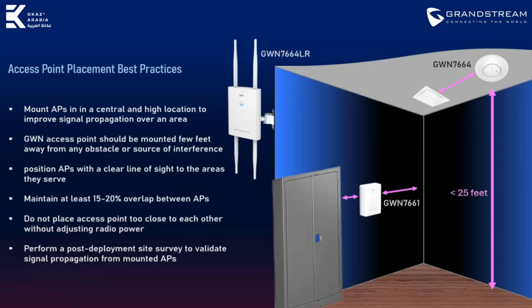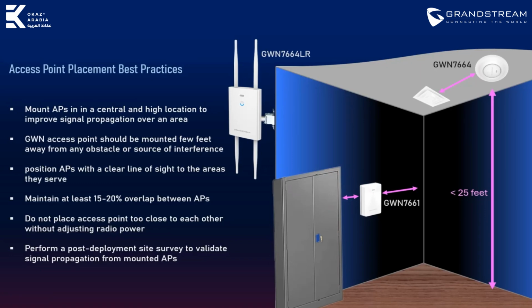Based on the predictive survey results, adjust the placement of your access points to ensure better coverage. This could mean relocating APs to areas with poor signal strength or moving them away from interference sources. This is crucial for minimizing dead zones and improving overall network performance. Here are some best practices regarding access point placement.